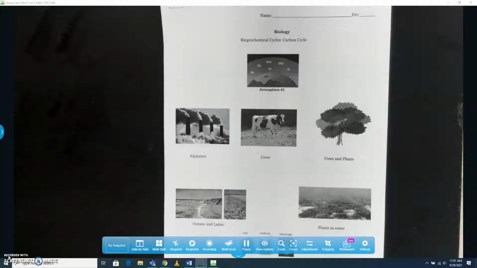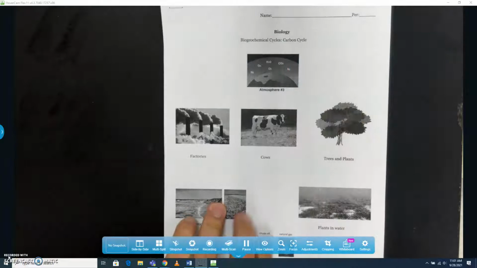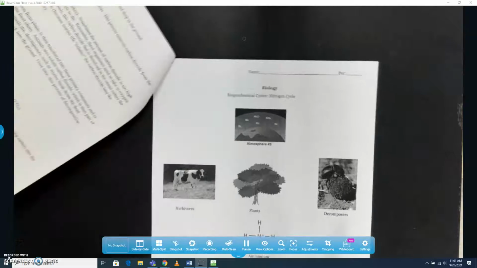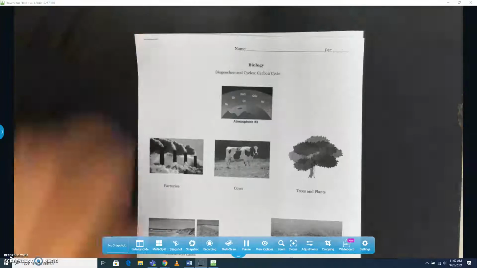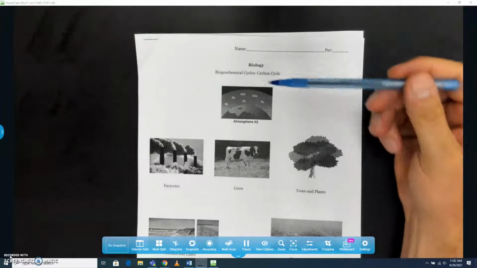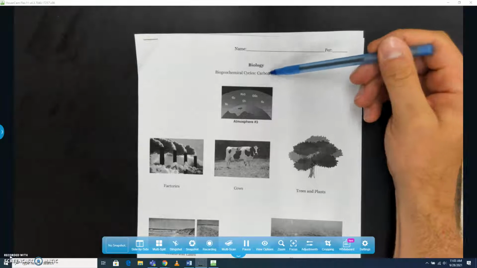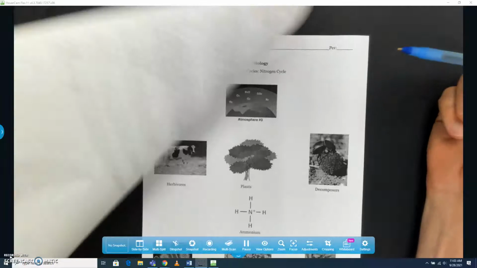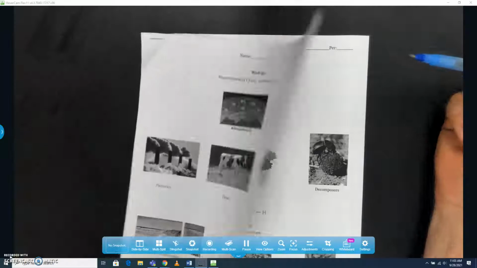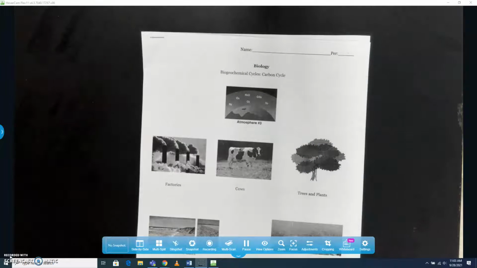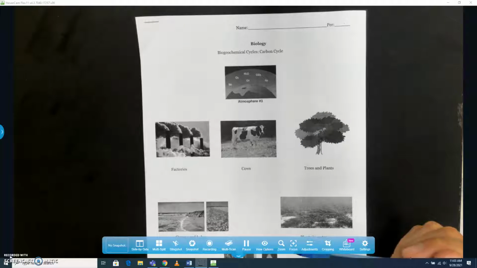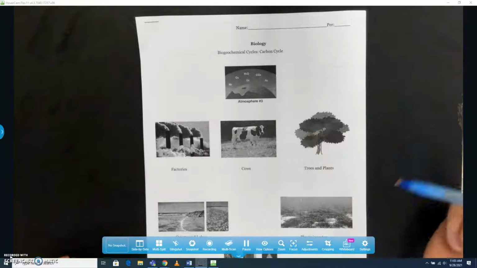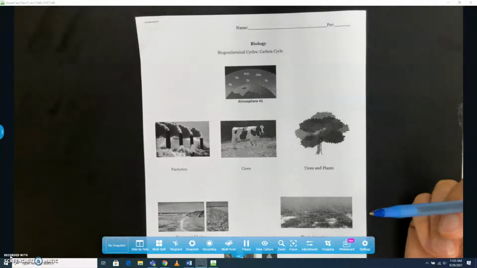We have been looking at some biogeochemical cycles, namely the carbon cycle and the nitrogen cycle. What we're going to be doing with this assignment is drawing in some arrows with lines that trace the movement of carbon and nitrogen throughout the ecosystem.